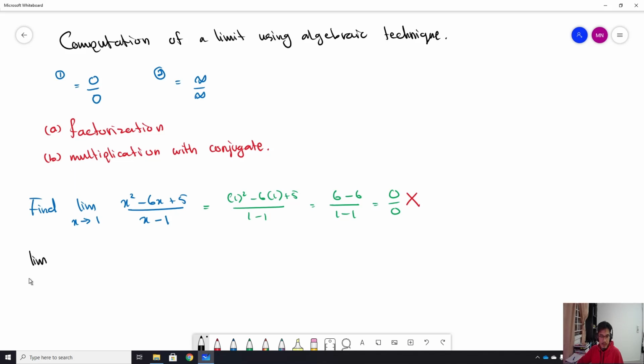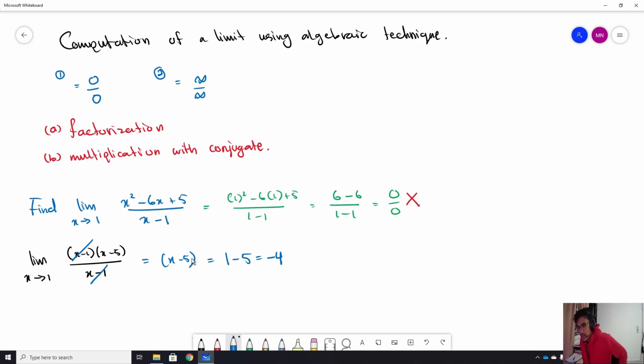So then we have limit x approaching 1, and we need to factorize x squared minus 6x plus 5. So then we have x minus 1, x minus 5 over x minus 1. So this can be removed. So then we have x minus 5. Only then do we substitute our value of the limit. So 1 minus 5 is equal to negative 4. So that negative 4 is our acceptable answer.